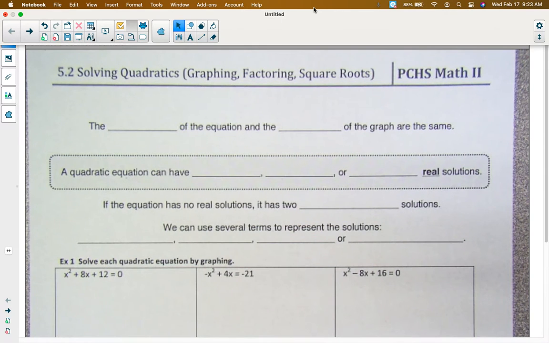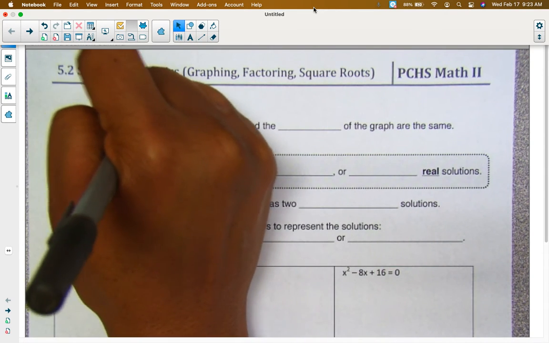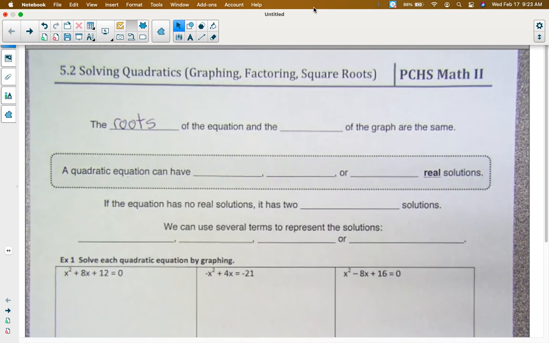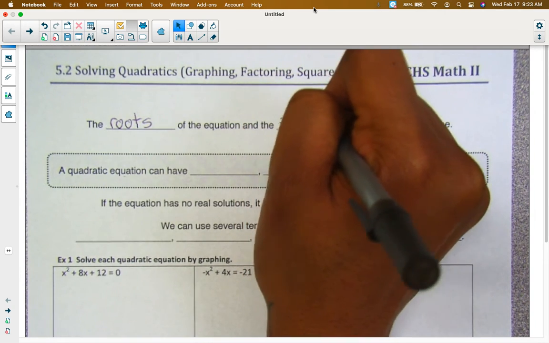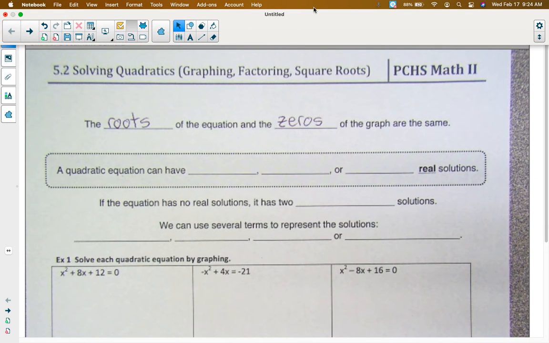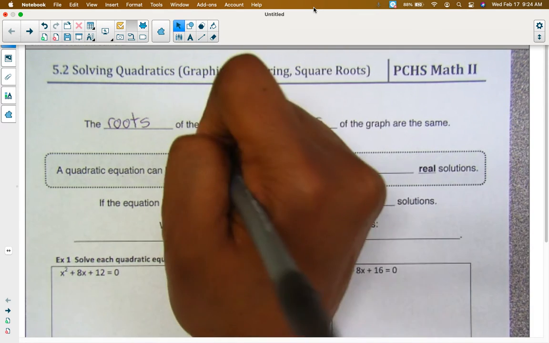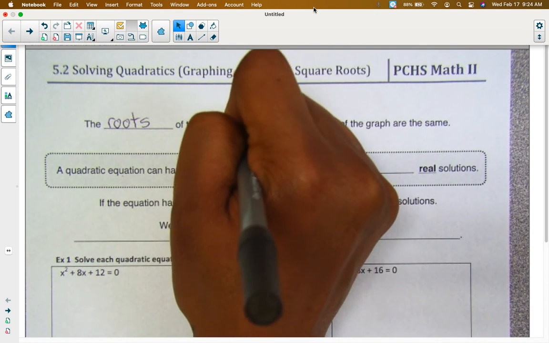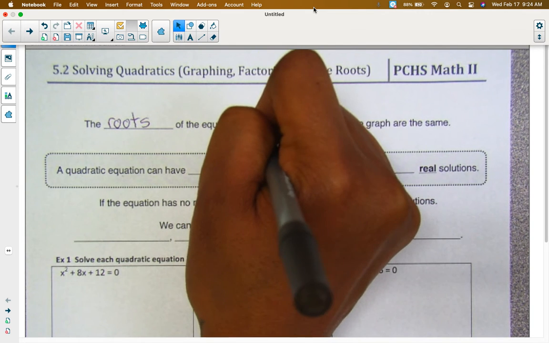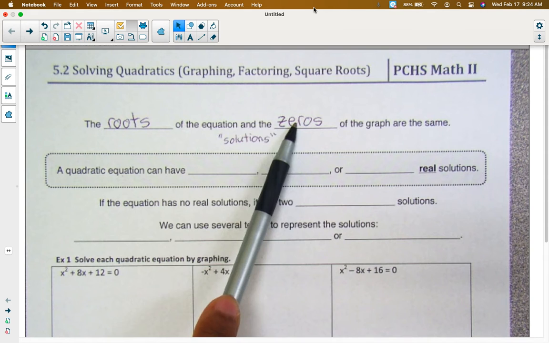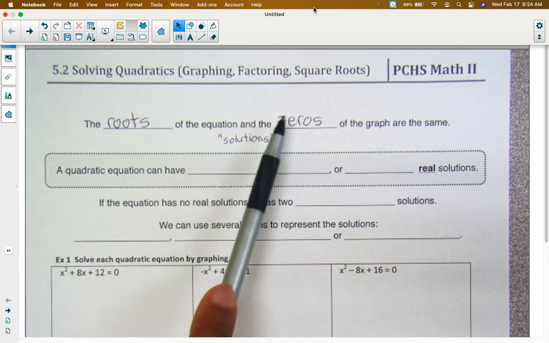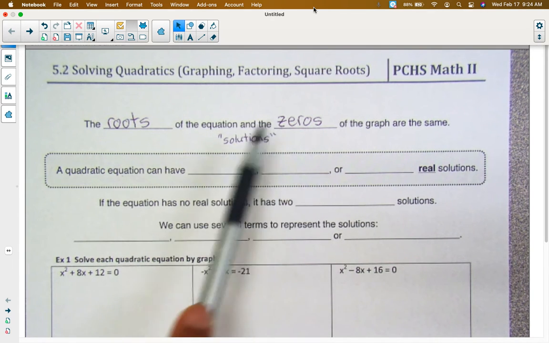So the first one, the roots of the equation and the zeros of the graph are the same. They are also called the solutions, and there's no spot for that, but I'm just going to put in quotation marks here that these are also called the solutions. Okay. So the roots of the equation, the zeros of the graph, the solutions, all 3 words are synonyms. They mean the same thing.